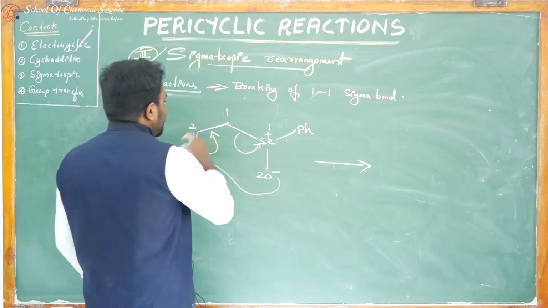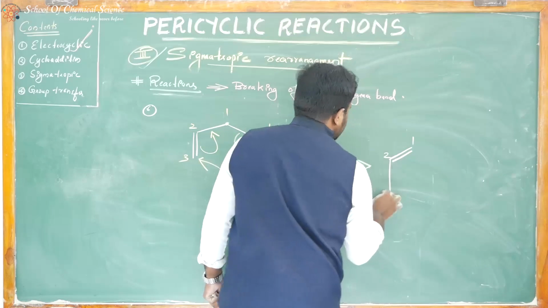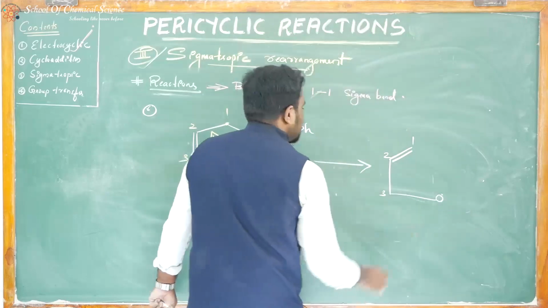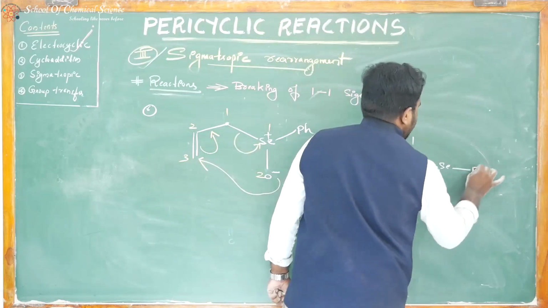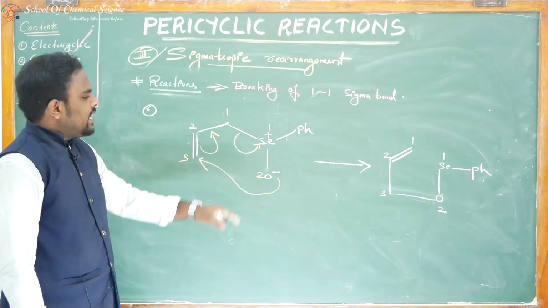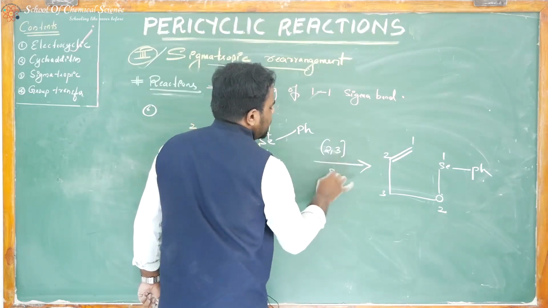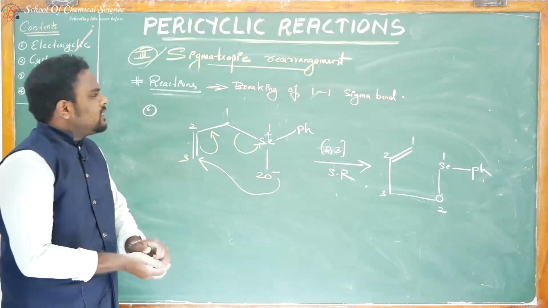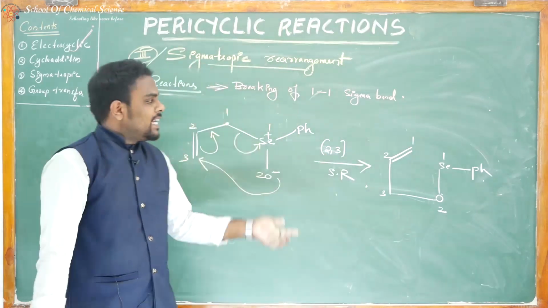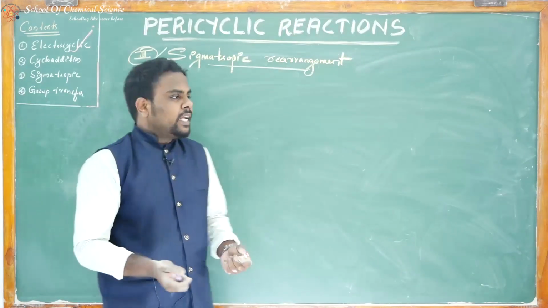So what will be the product? Between 1 and 2, a new pi bond. 1, 2, this is 3. 3 is connected to the oxygen. Oxygen is connected to selenium Ph. So 2, 1. So a new bond is formed between 3 and 2. So this is an example for a 2,3 sigmatropic rearrangement. So the reaction is always the breaking of the 1-1 bond and the forming of a new bond. Wherever the new bond is formed, that is the name of the sigmatropic rearrangement. Then conditions.